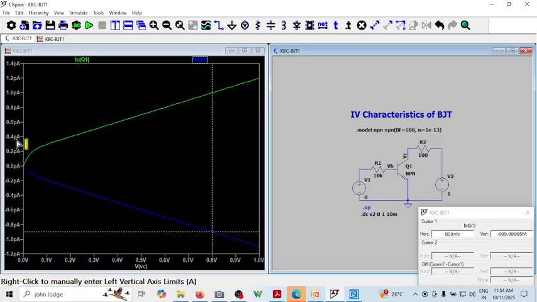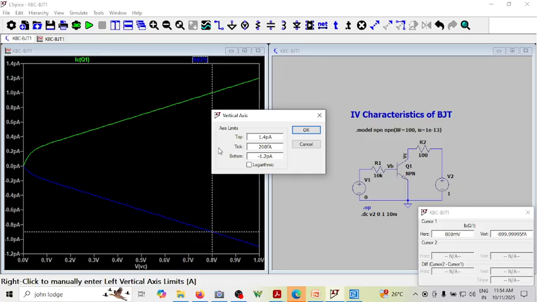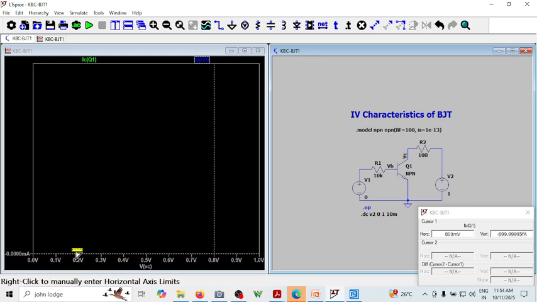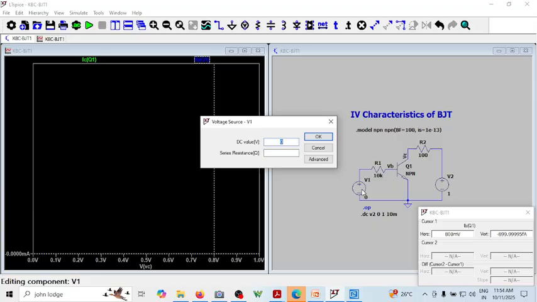Since it is in picoamperes, it is 0.4, which is negligible. If I change the scale from picoamperes to milliamperes, the current is actually 0. You're not seeing any current at all. So that is the cutoff region when it is reverse biased.